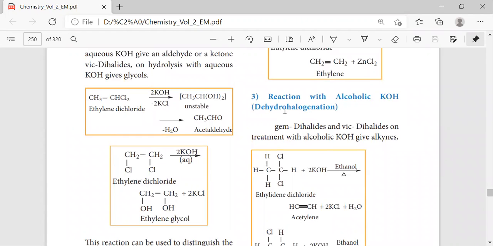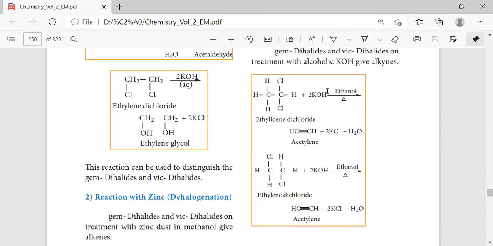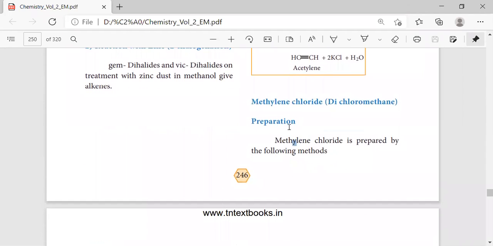Alcoholic KOH is a dehydrohalogenation. Which means here you see the HCl, and a water molecule gets eliminated in the presence of ethanol. On heating, we get acetylene formation. Okay. Then we'll move on to methylene chloride, or else dichloromethane.